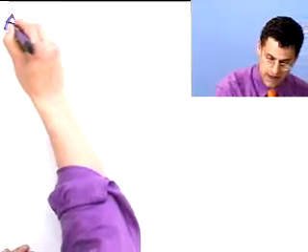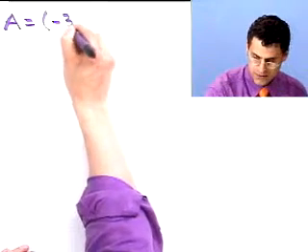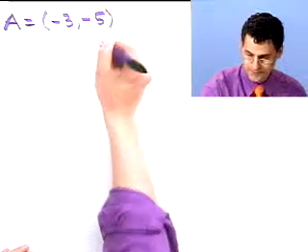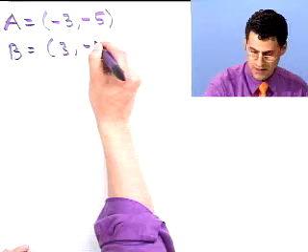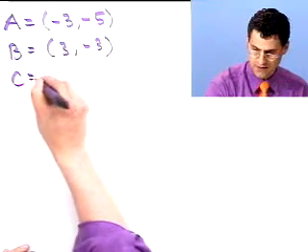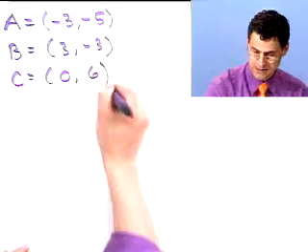So suppose I give you 3 points, and let's suppose they are, in fact, the following. A will be (-3, -5). B will be (3, -3). And C will be (0, 6). OK, well, are those points collinear or not? Let's take a look and see what they look like on the screen there. And, well, what do you think? I don't think so. But let's verify that for sure and see if that's really the case.